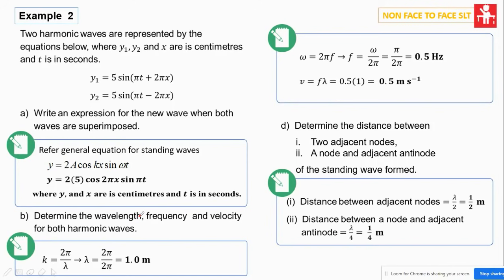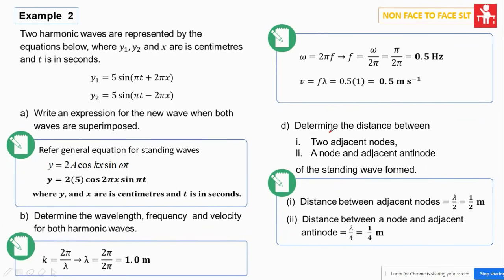Question B, determine the wavelength, frequency, and velocity for both harmonic waves. To get the lambda, we can have lambda is 2 pi over k, and the value of k here is 2 pi. So we have 1 meter for the value of lambda. For omega, we can simply have 2 pi f, and f equal to omega over 2 pi. So omega is equal to pi. So pi over 2 pi, we get 0.5 hertz. And for velocity, we can have f lambda with the value of 0.5 meter per second.